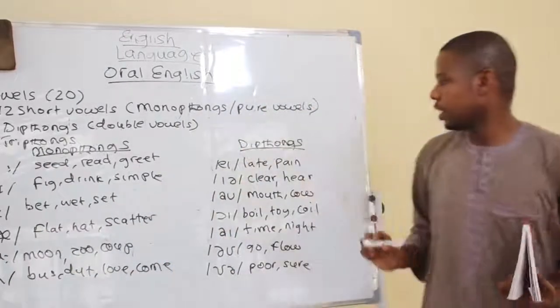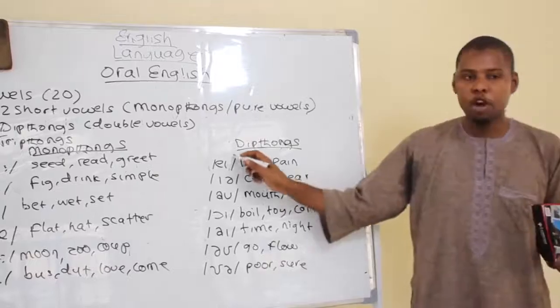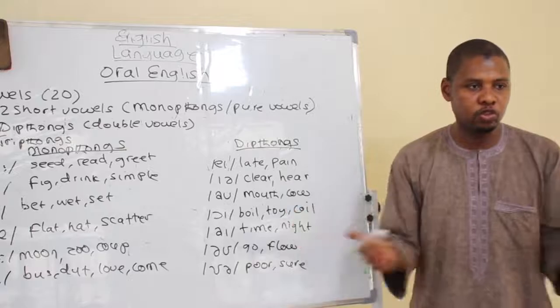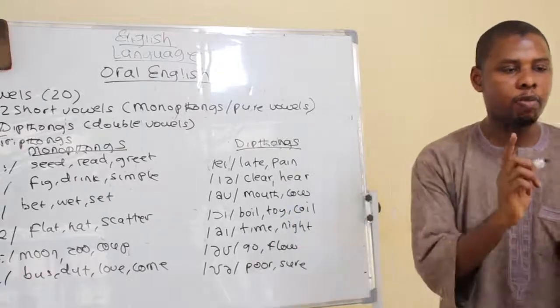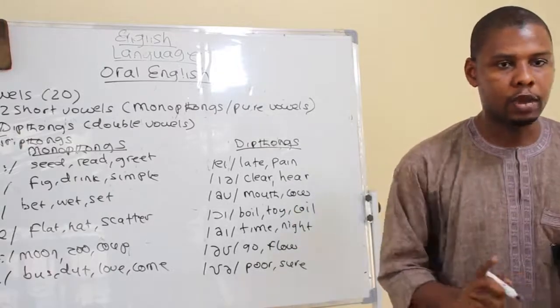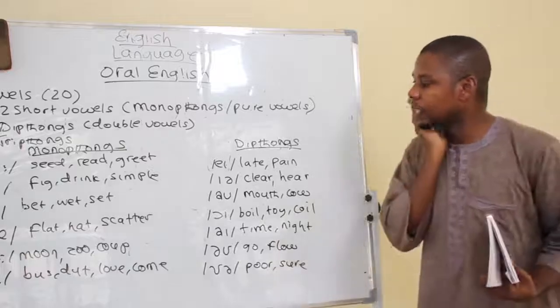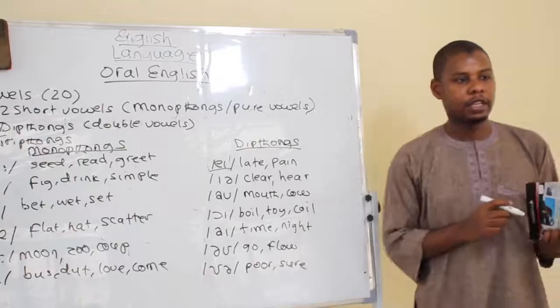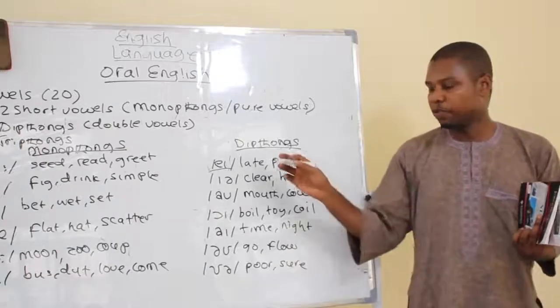Now, diphthongs involve the combination of two vowels. The sounds of these two vowels are put together in the production of a single sound. Now, how do you pronounce this first sound?